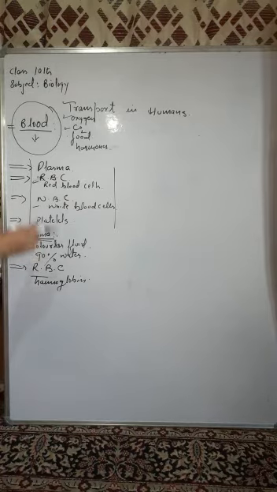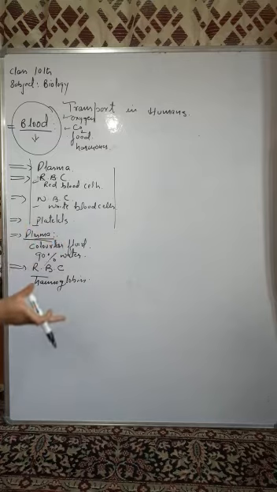That means RBCs carry both oxygen and carbon dioxide: oxygen from lungs to different cells, and carbon dioxide from different cells to lungs. And from the lungs, that carbon dioxide is exhaled from our body in the form of the breathing process. Now these RBCs, these red blood cells, are very important.